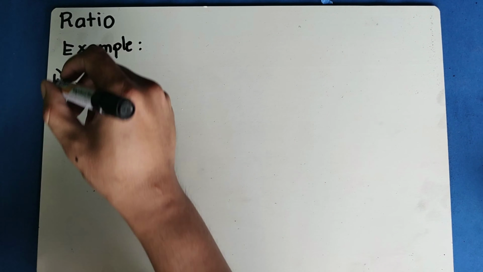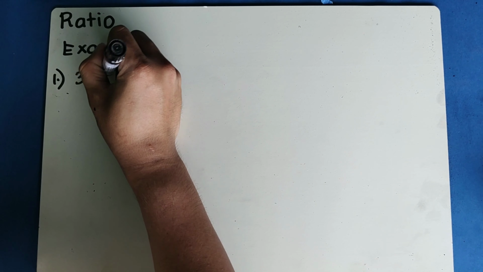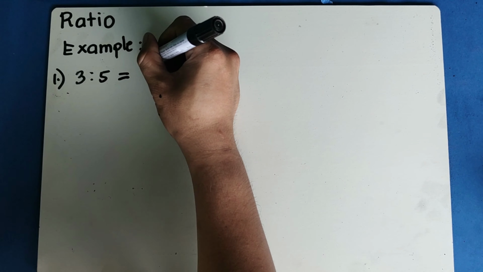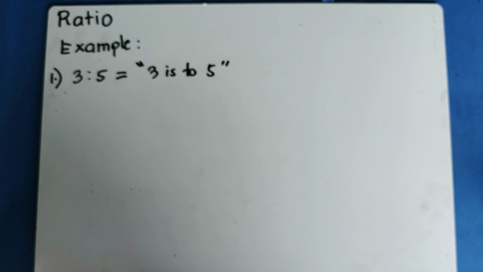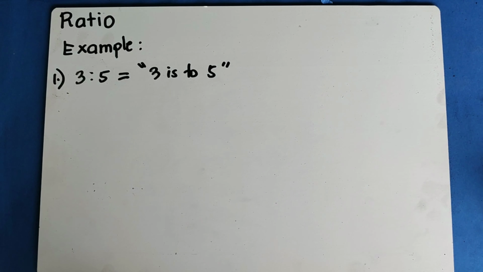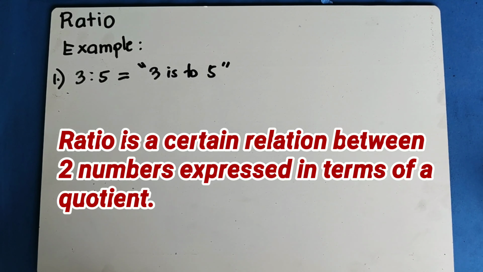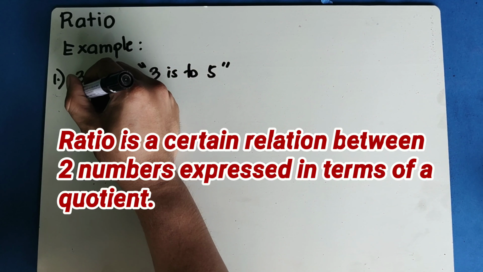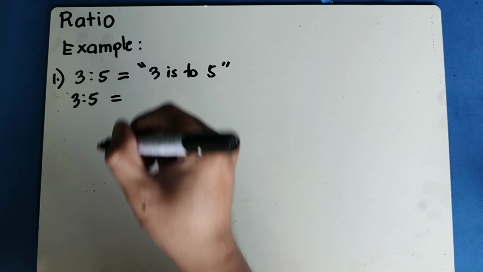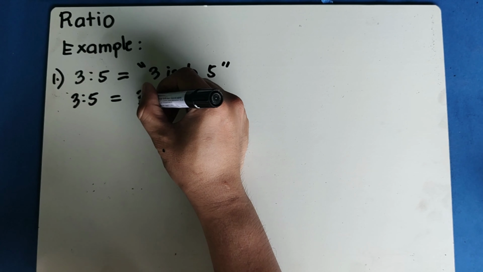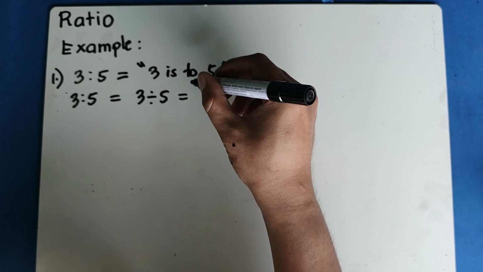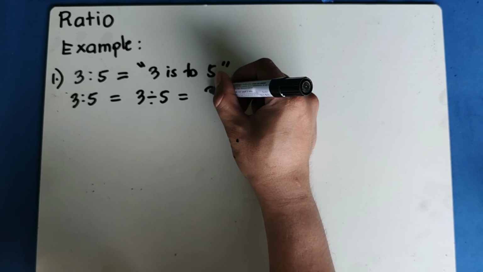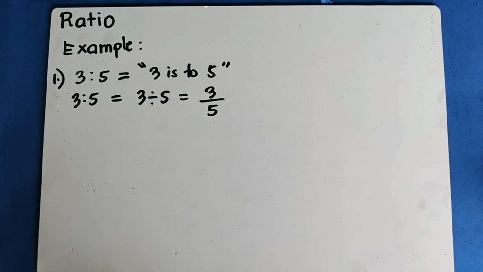Okay, so we have here an example. So 3, this one. So how are we going to read this one in ratio? This is read as 3:5. Okay, as said in the definition, a ratio is a certain relation between two numbers expressed in terms of a quotient. Again, in terms of a quotient. So in other words, 3:5 can also be written as 3 divided by 5. Again, expressed as a quotient, or it can also be written as 3/5.